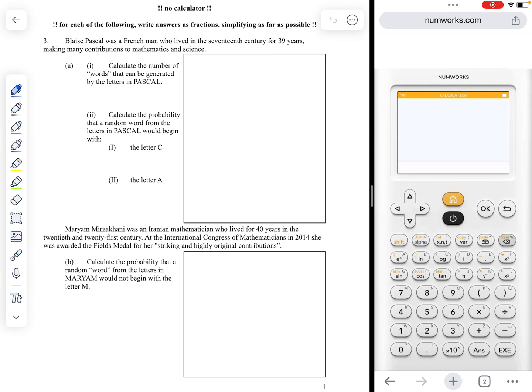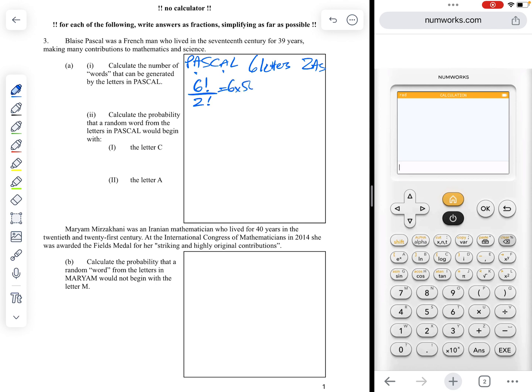So if we think about Pascal, 1, 2, 3, 4, 5, 6, we have 6 letters, but we also have 2 A's. So we have to use 6 factorial for the number of possibilities, but dividing by 2 factorial because of the letter A repeated twice. So if we had a calculator, we could use that.